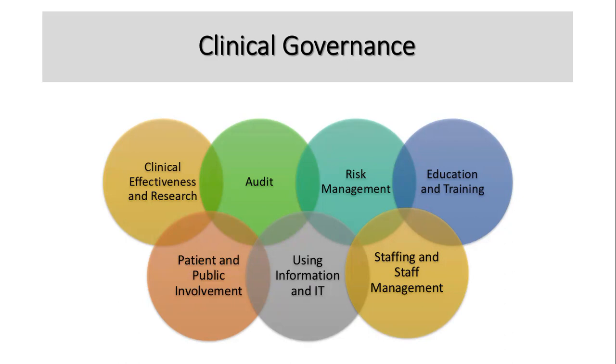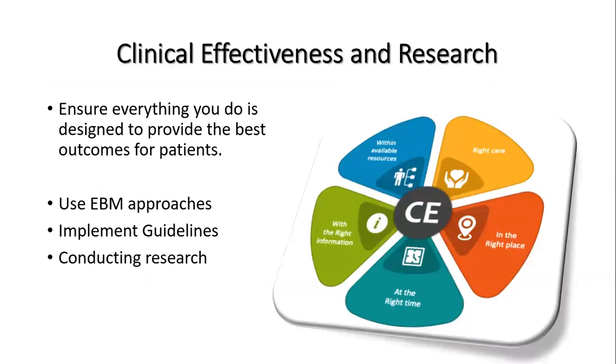What you want to do is have clinical effectiveness and research, implement auditing of your processes, have a risk management process in place, and ensure education and training. The first four pillars of a clinical governance system is what you will be integrally involved in. The next three: public patient involvement, you use your public relations team. IT, you depend on your biostatistics team. Staffing and staff management, you depend on your HR team.